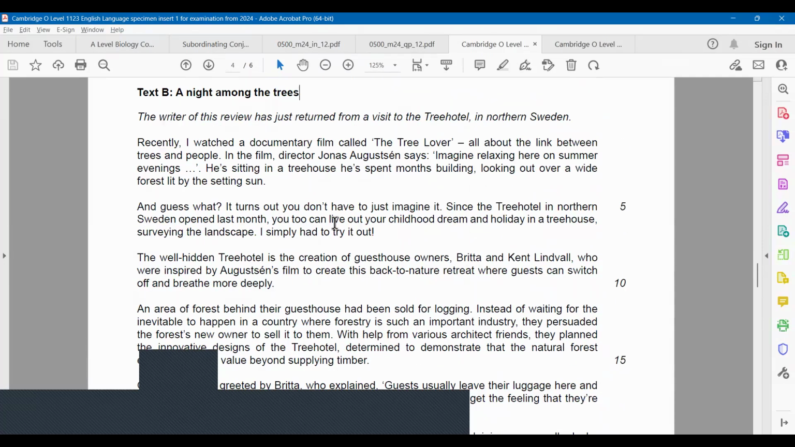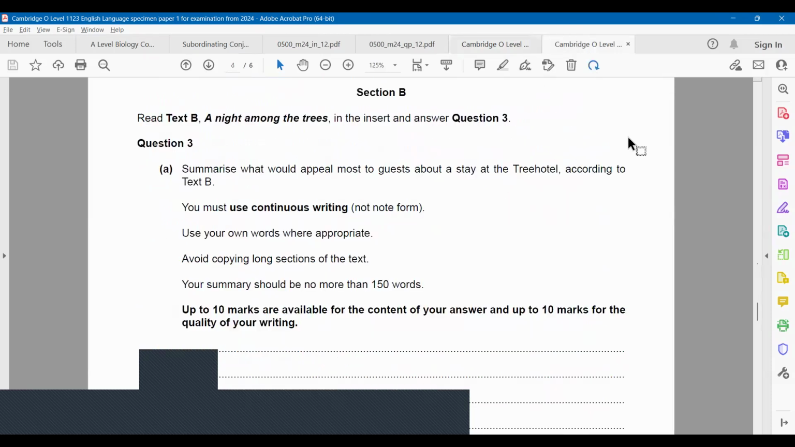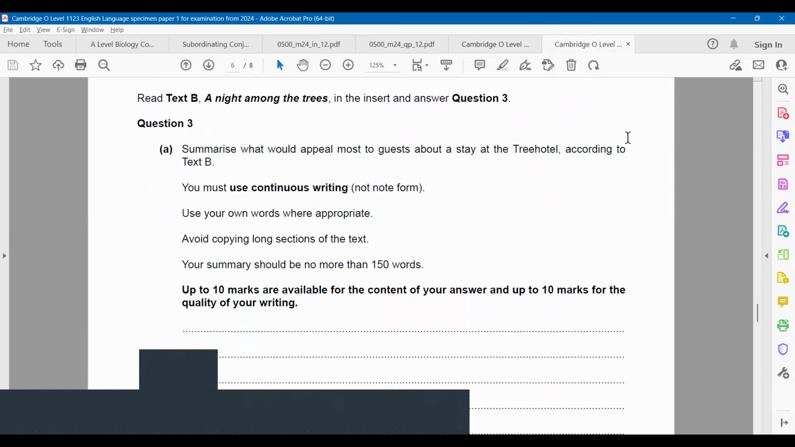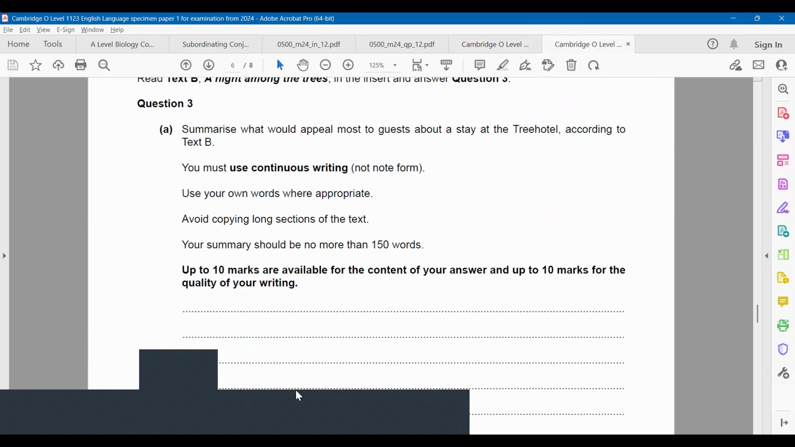What is this talking about? They've given an introductory line: the writer of this review has just returned from a visit to the Tree Hotel in northern Sweden. Okay, fine. I've read the whole thing. Now let's read the question. The question is to summarize what would appeal most to the guests about a stay at the Tree Hotel.